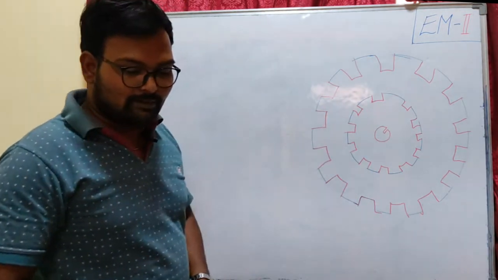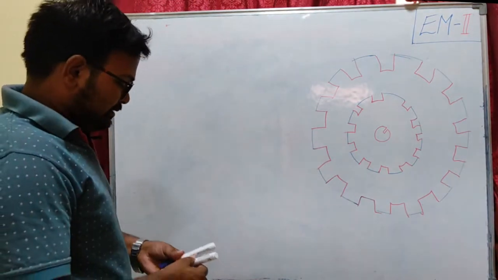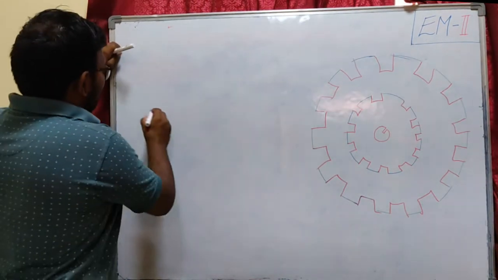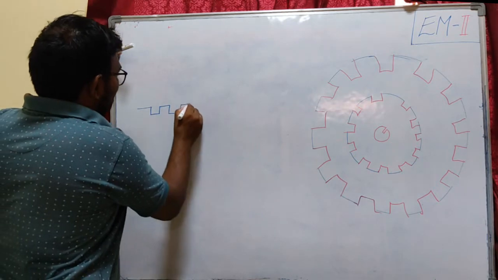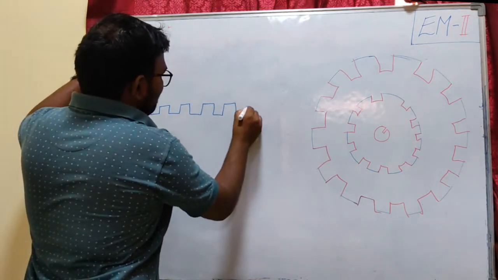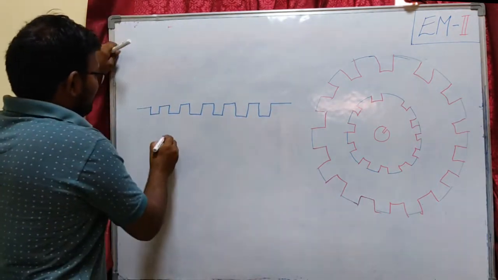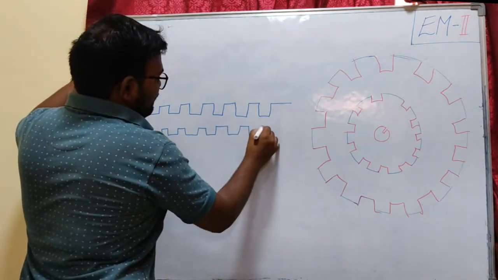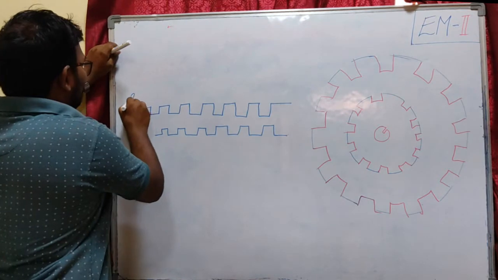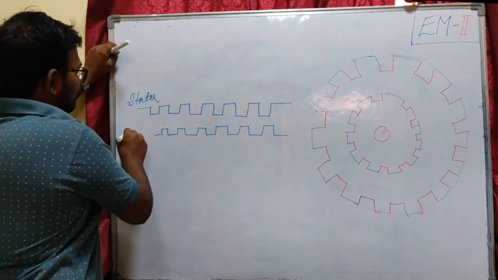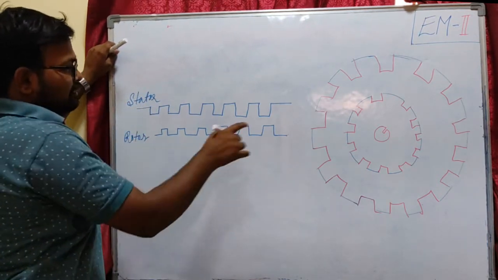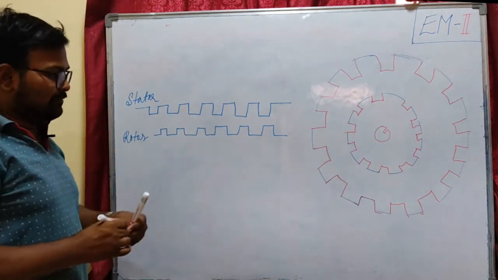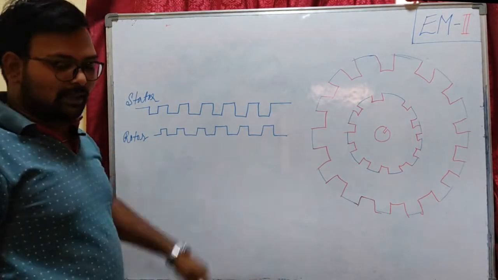If I make this into a linear view, it will become like this. If I make that linear, this is the stator, and this will be our rotor. So, this is the stator, this is the rotor, that is the angular one, and this is the linear one. Okay. So, this is about angular and linear.